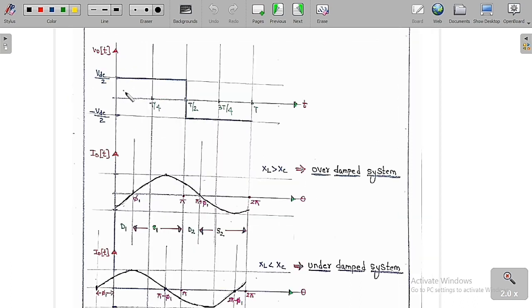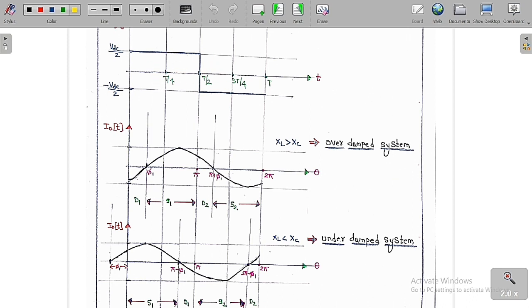I already told you the output voltage is always the same irrespective of the load. So from 0 to T by 2, its value is plus VDC by 2, whereas from T by 2 to T, the output voltage is minus VDC by 2. So this is the output voltage that we are going to get. Now I want to find what is the output current, based on this.